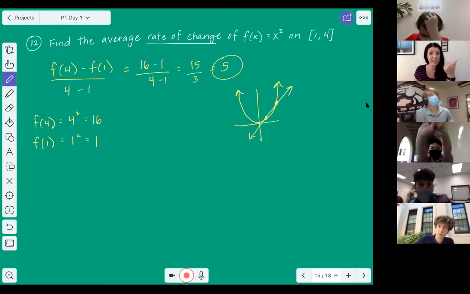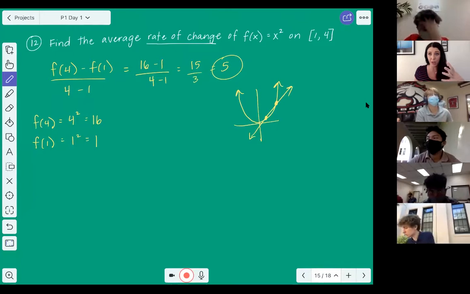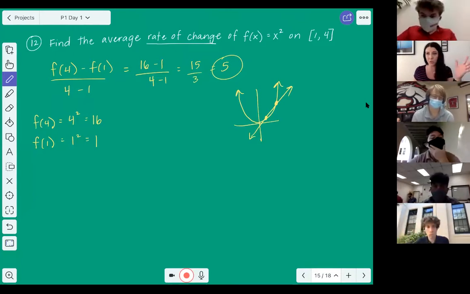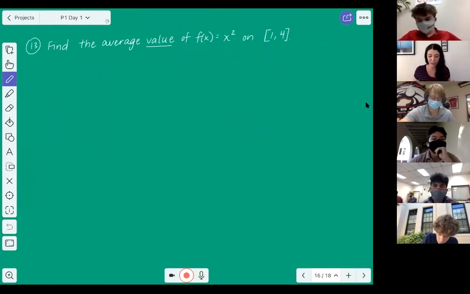That's what we found. We didn't take any derivatives, but by the way, on this one, all we did was regular slope. Questions on this problem? This should be review. You guys did this in pre-calc, right? This is totally review. Average value is different.